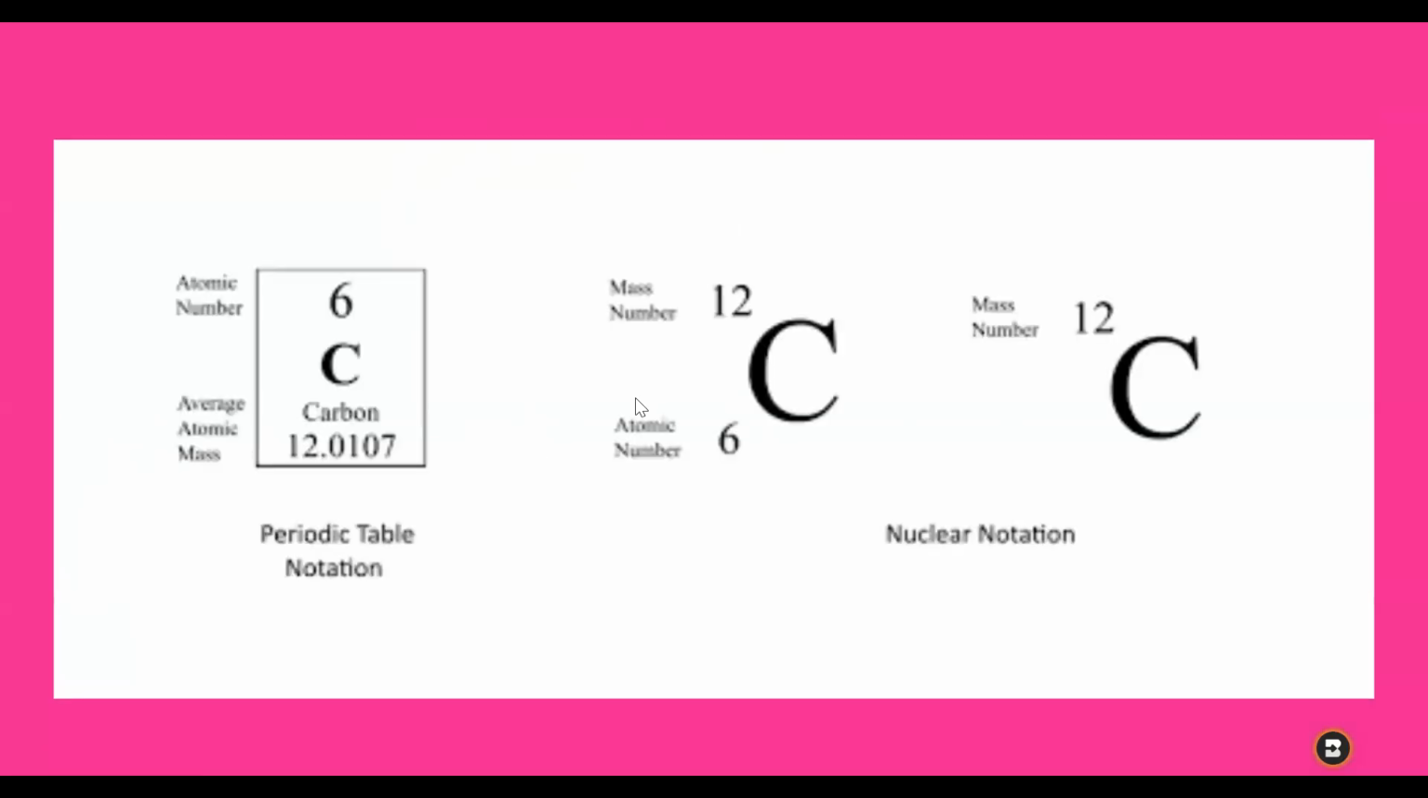Okay. When we look at the periodic table, this is what we saw. This is periodic table notation. In the periodic table, this number is the atomic number. Then you have the symbol, you have the name, you have the average atomic mass. And then here, this is the isotope notation or nuclear notation. This means the mass number, this is the atomic number or number of protons.